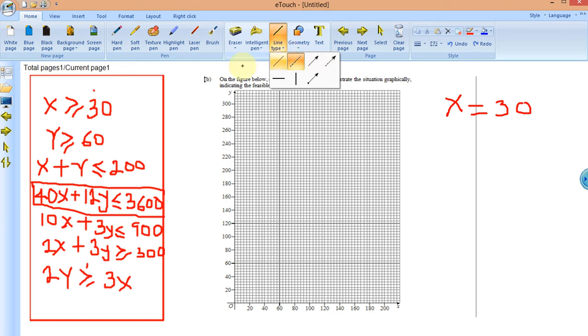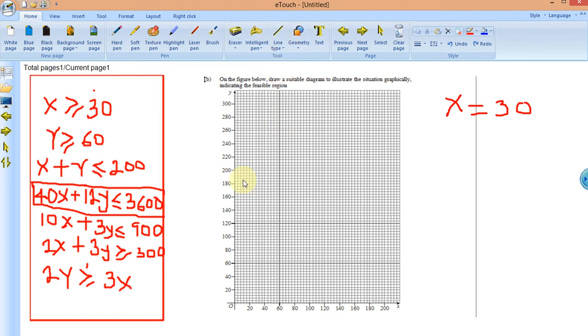Now if you look at this, this is greater than or equal to. When it is greater than or equal to, you use a solid line. But if it is strictly less than or strictly greater than, you use a broken line. I'm going to use a solid line now. Most of the questions I have here are solid line. So guys, don't forget, you use this solid line.